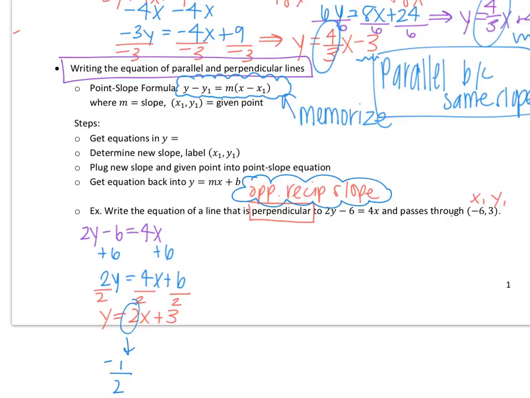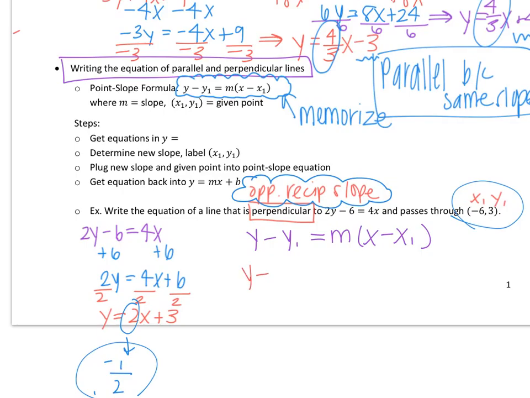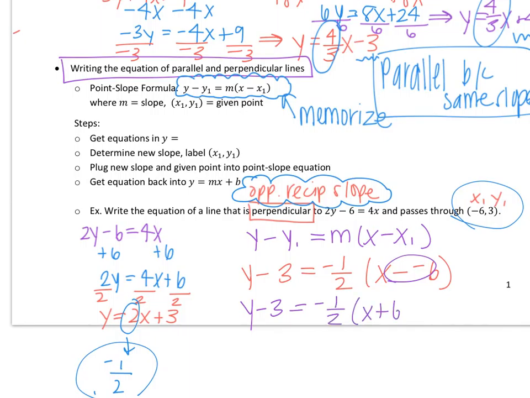So now I have my x1, y1, and I have my new slope. So this is where we start by plugging into y minus y1 equals m times x minus x1. So we have y minus the y1 value of 3 equals our slope, -1/2, times x minus the x1 value, -6. We do need to simplify this. The double negative here turns to positive, so we have y minus 3 equals -1/2 times x plus 6.